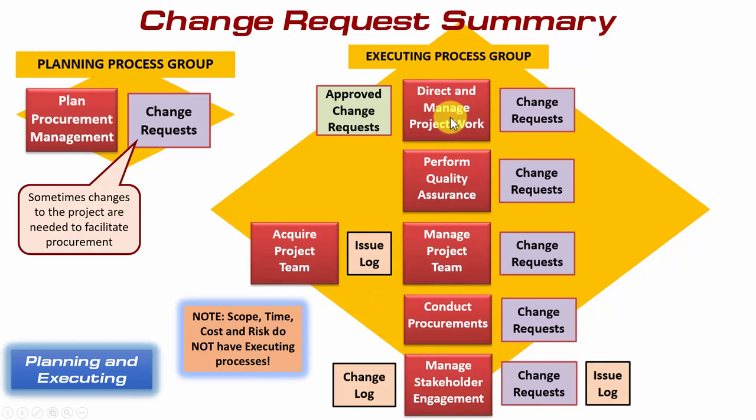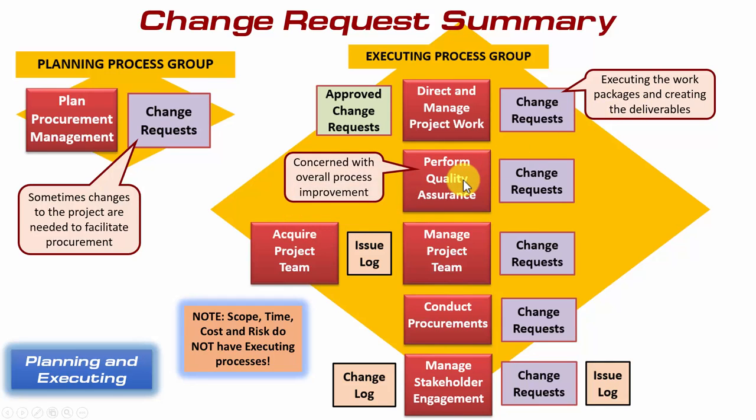Starting with the process we dealt with a lot already, that's the direct and manage project work. Here, change requests may be raised as a result of executing the work packages and creating the deliverables. You may well find that either the way in which the work was carried out or indeed the deliverables themselves may need changes. In the Perform Quality Assurance process, don't forget this is concerned with overall process improvement and not with checking the products. However, as a result of checking the overall processes, change requests may be necessary, normally in the area of procedural changes. They too need to go into the Perform Integrated Change Control process to look at the impact of that on the rest of the project.